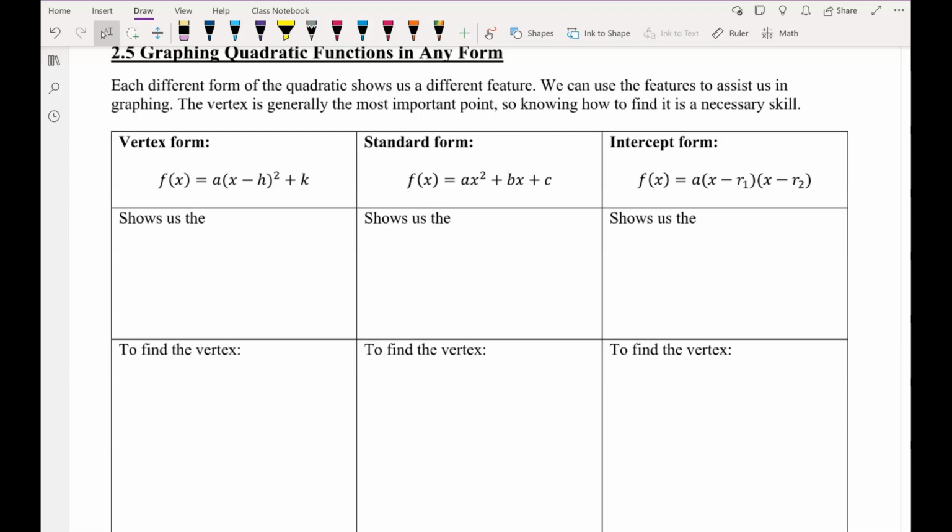The vertex form, okay? So just like in its name, students, the vertex form will show you what immediately? Yeah, vertex, right? It shows us the vertex immediately, which is always what, comma, what? H, comma, K. Perfect. Okay.